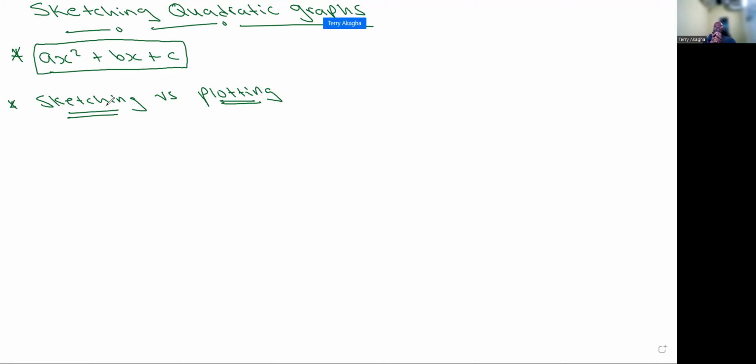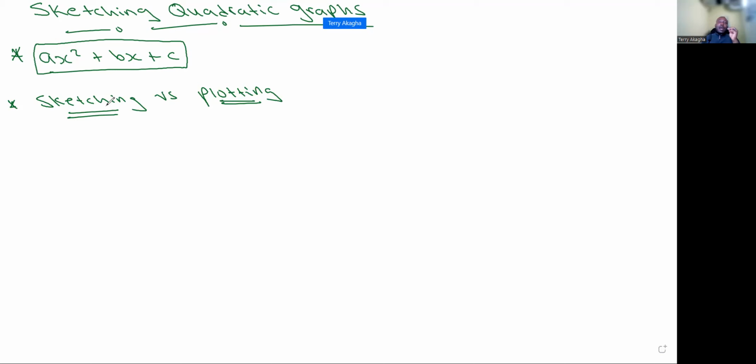Now, when you sketch a graph, what you're trying to do is show the key points and the general shape of the graph. It's not expected that this graph has to be as accurate as plotting a graph from a table of values. So you can't compare the accuracy of a sketch with one plotted from a table of values.